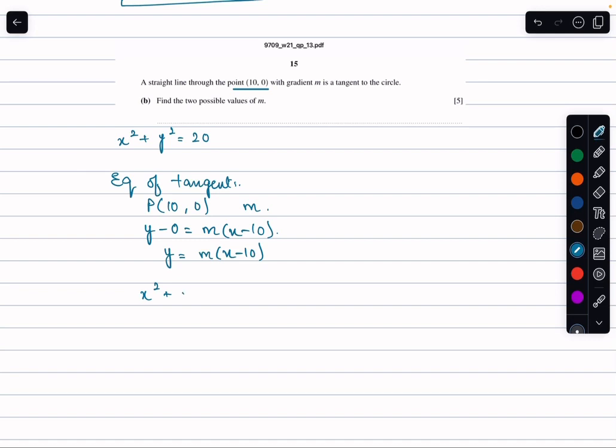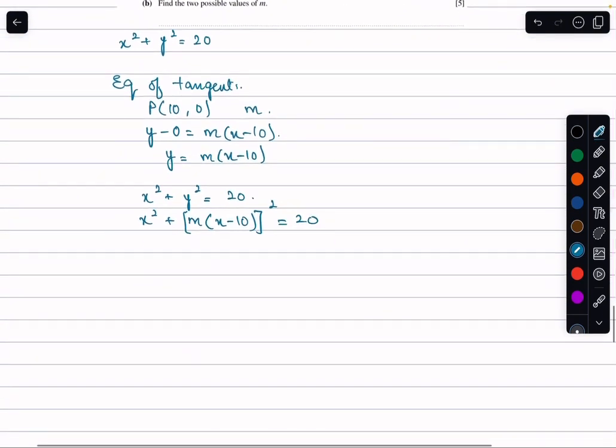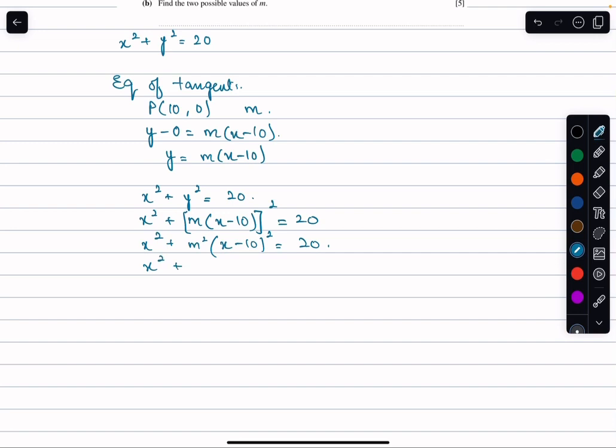So I have my y, I can substitute this y in the circle equation x squared plus y squared equals 20. Substituting the y in the equation, I will say it's m times x minus 10 the whole square, which equals 20. Solving it further, I can say it's x square plus m square times x minus 10 the whole square, which equals 20. Solving it further again, it's x square plus m square into x square.